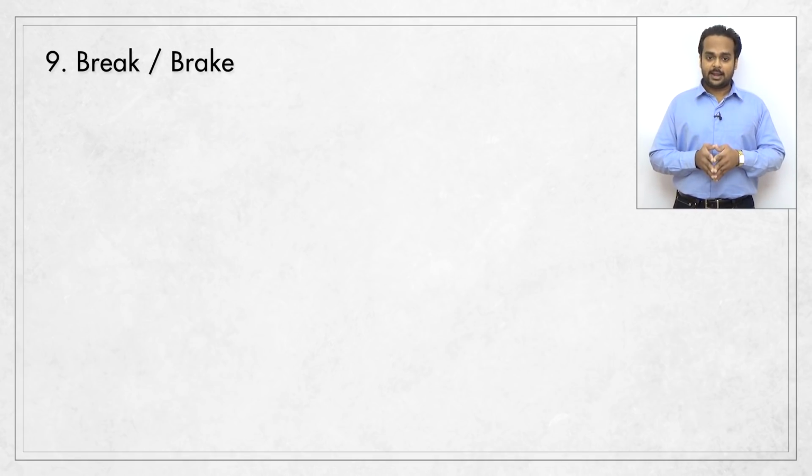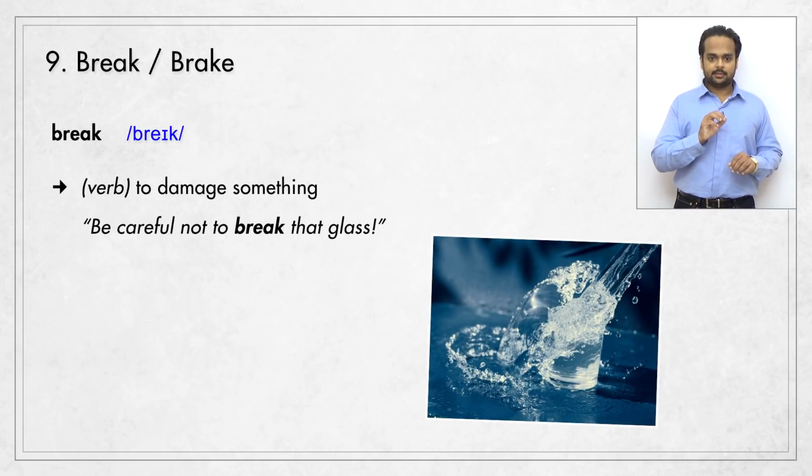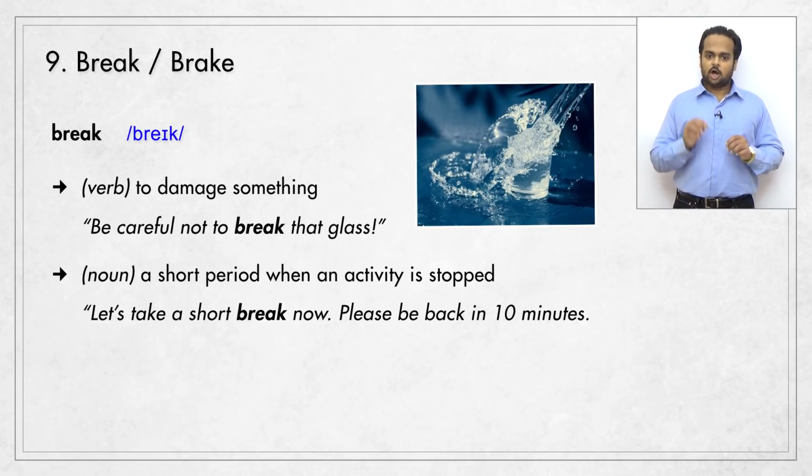Up next are break and brake. These two words are pronounced exactly the same way, but they mean different things. Break, spelled with E-A-K, is usually a verb that means to damage something. For example, be careful not to break that glass. In some situations, this verb can be a noun, which means a short period when an activity is stopped. As in, let's take a short break now. Please be back in 10 minutes. We usually talk about lunch breaks, coffee breaks, etc.